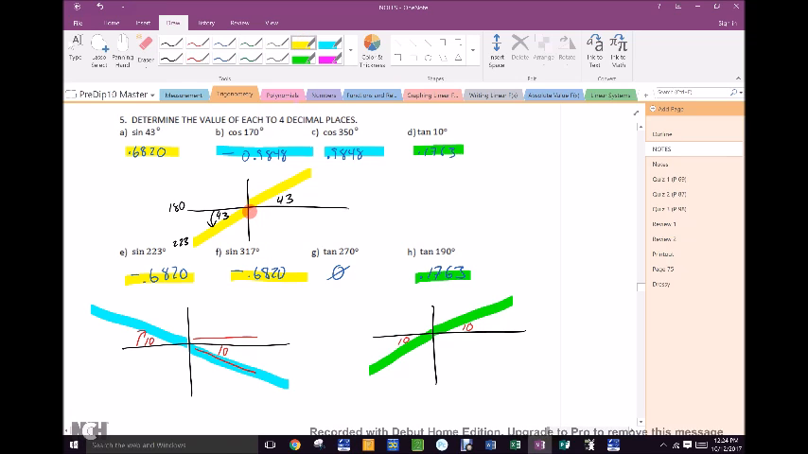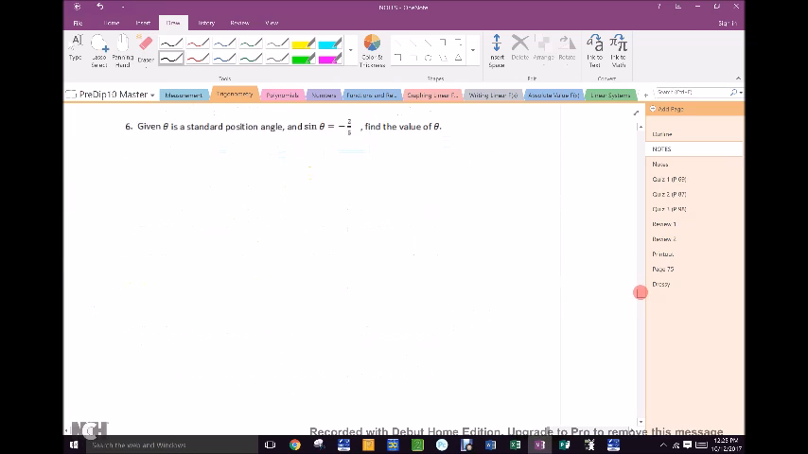Where's that? Down, right there. Down there, right? 43. Everybody good? What would this guy's sign be? .6820, because he is in the positive quadrant for sine. Is everybody good? Excellent. Turn the page over.